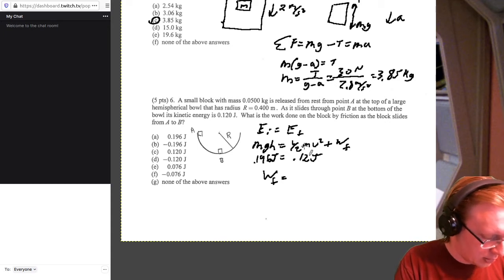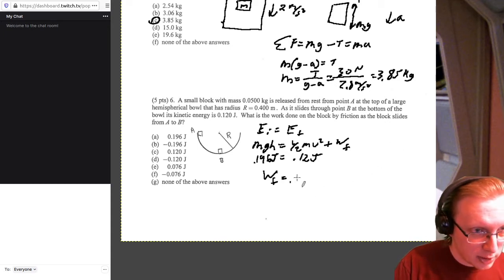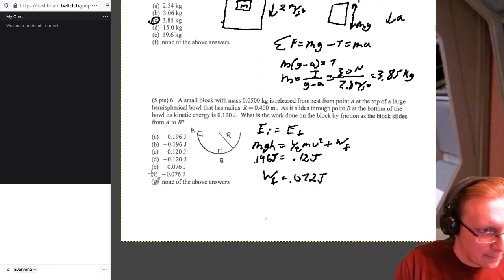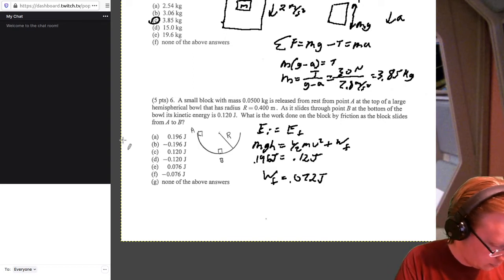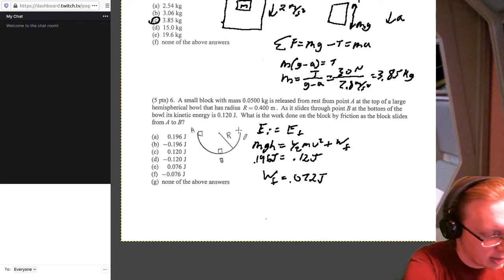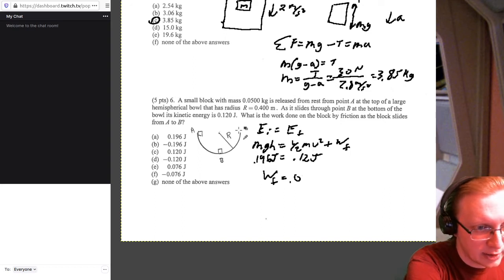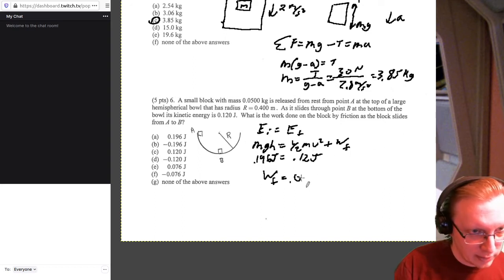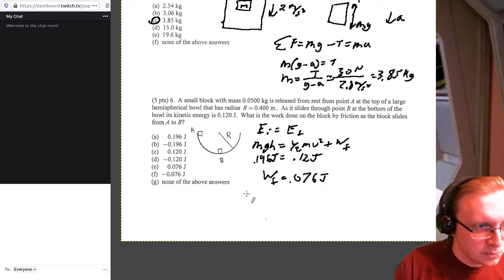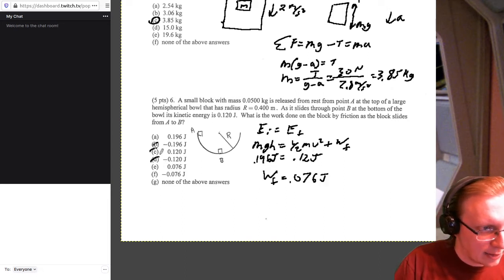So that means that our work of friction is equal to 0.196 minus 0.12, which is 0.076 joules. Calculator did exactly what I told it to. Good calculator. 0.076 joules goes here.